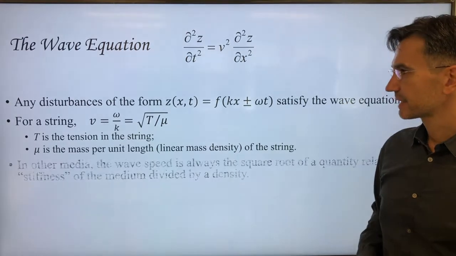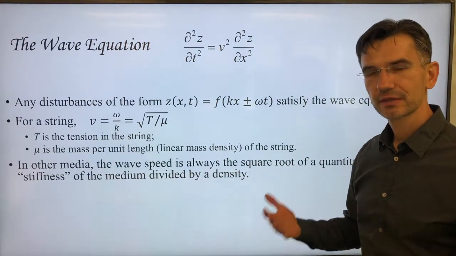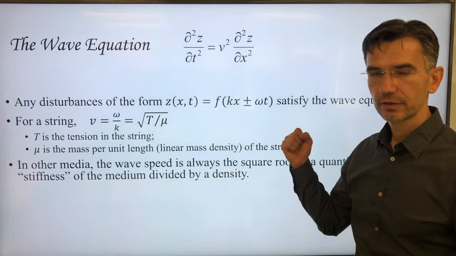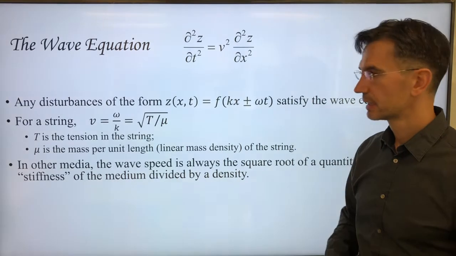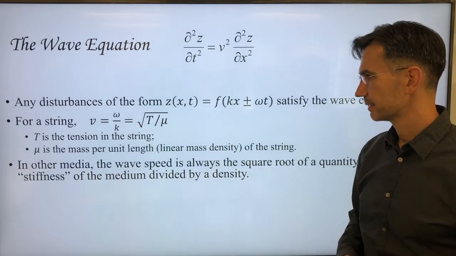If we have a different kind of medium, the wave speed will always be proportional to something that describes how stiff your medium is. The stiffer the medium, the faster the wave propagation. The looser the medium is, the slower the waves will propagate.